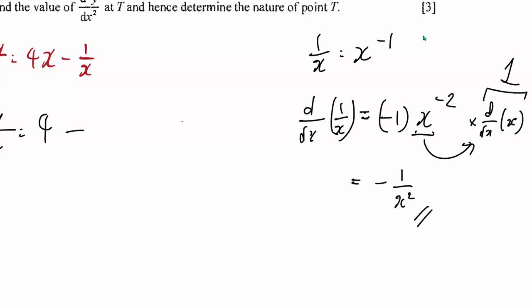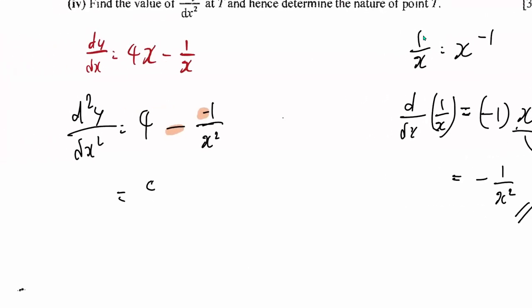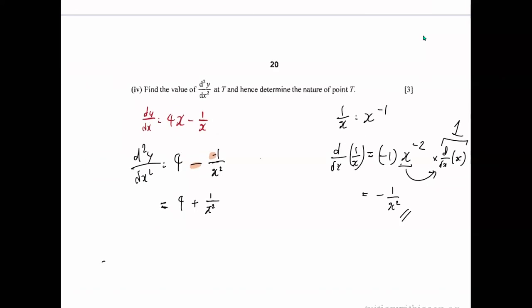Can? Yeah. Okay, that's differentiating 1 over x, you get -1 over x squared. But you have a double negative, so this becomes positive, 1 over x squared. Okay, good. So find the value at t. Value at t. Is this a value? No, it's a function. So what do you need to do to get a value, a number?